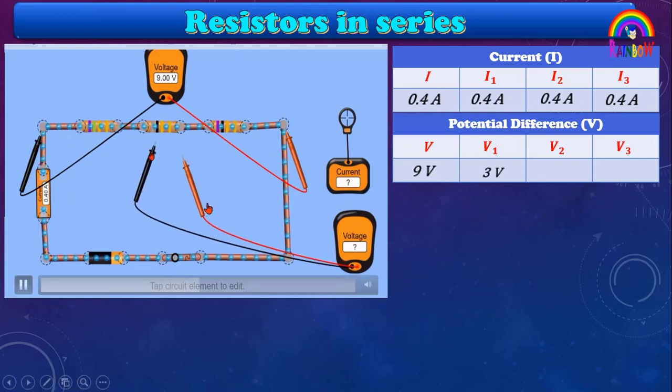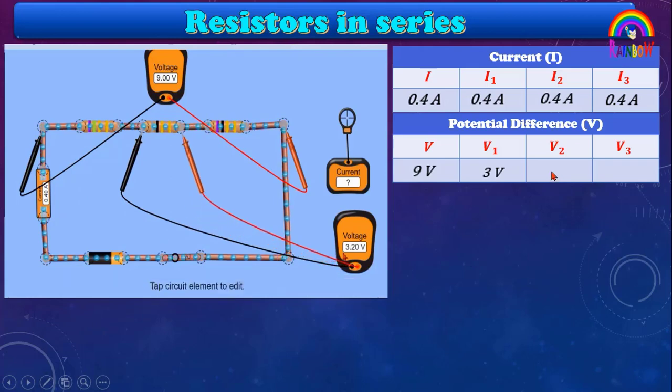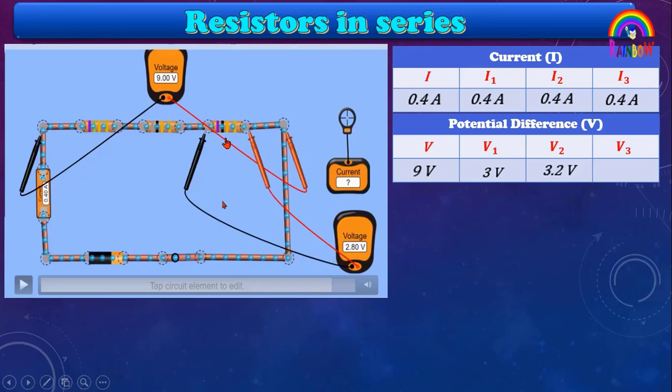Potential difference across second resistor, that is V2 is equal to 3.2 volts. And potential difference across the third resistor, V3 is equal to 2.8 volts. We find that all four values are different here. Let's try to deduce a relationship between V, V1, V2 and V3. What do you see from these values? What is the relationship between this total potential difference and potential difference across individual resistors?